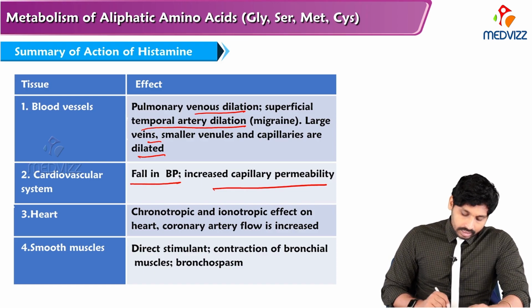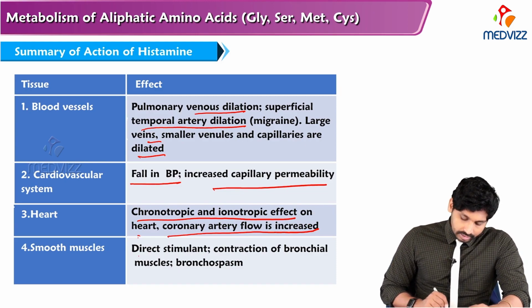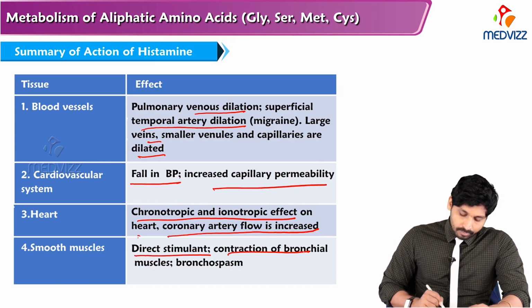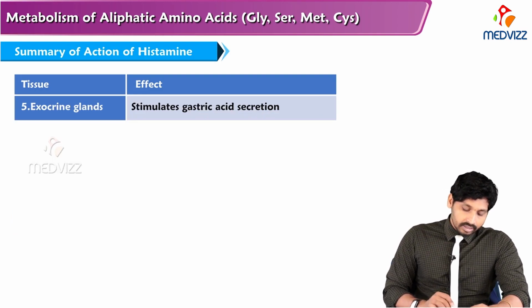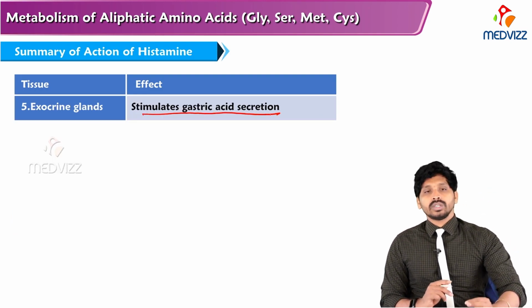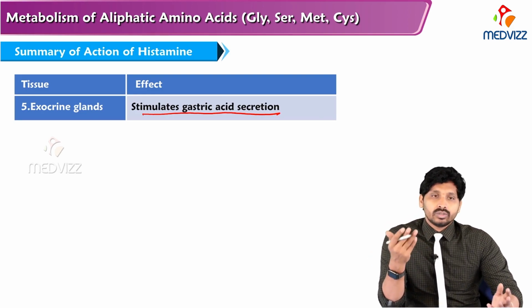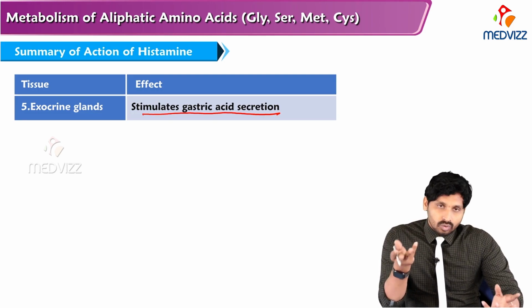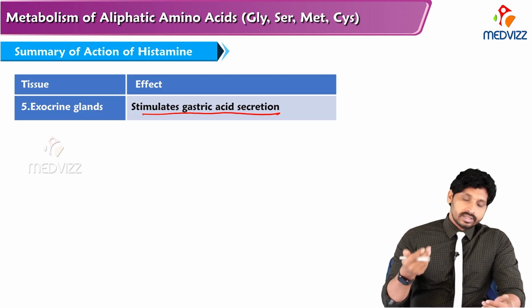And on the heart, it has a chronotropic and inotropic effect. Coronary artery flow is increased. Okay, and on smooth muscles, it's a direct stimulant, causing contraction of bronchial muscles and bronchospasm in the lungs. On exocrine glands, it stimulates gastric acid secretion. So histamine causes acidity. Excess histamine production causes acidity. So there are antihistamines, which decrease the production of HCl, so decrease the acidity.